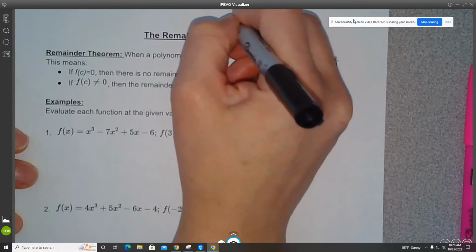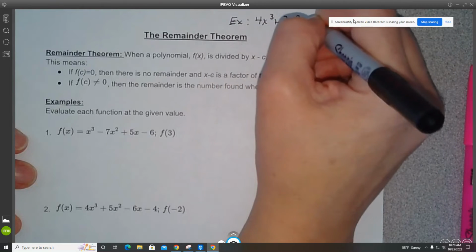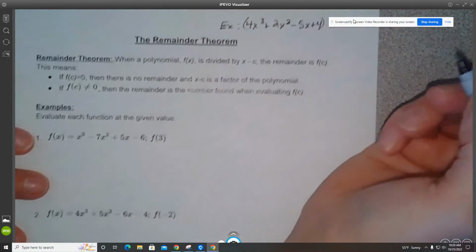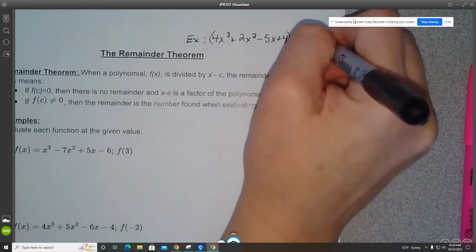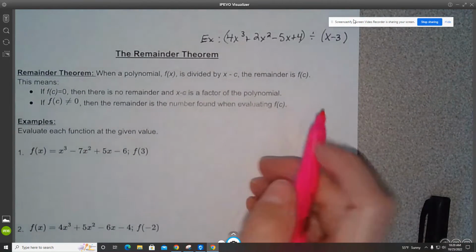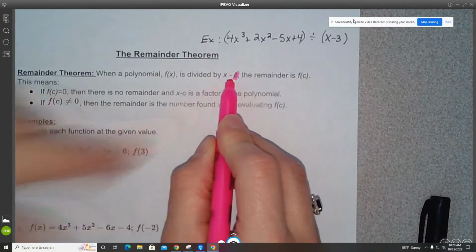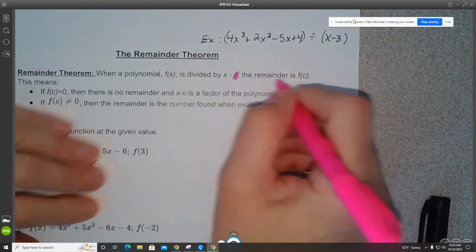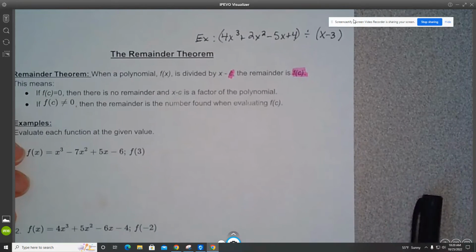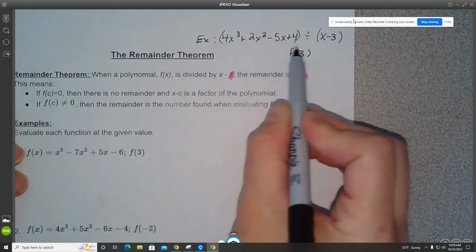So for example, if we were taking, let's say, 4x cubed plus 2x squared minus 5x plus 4, and we were dividing it by, say, x minus 3. That's what we're talking about. Okay, so what the remainder theorem says is that if you find just this c right here, ignore the negative for a minute, the remainder is going to be whatever f of c is. So in other words, if I found f of 3 up here, then my remainder from this division would be that.